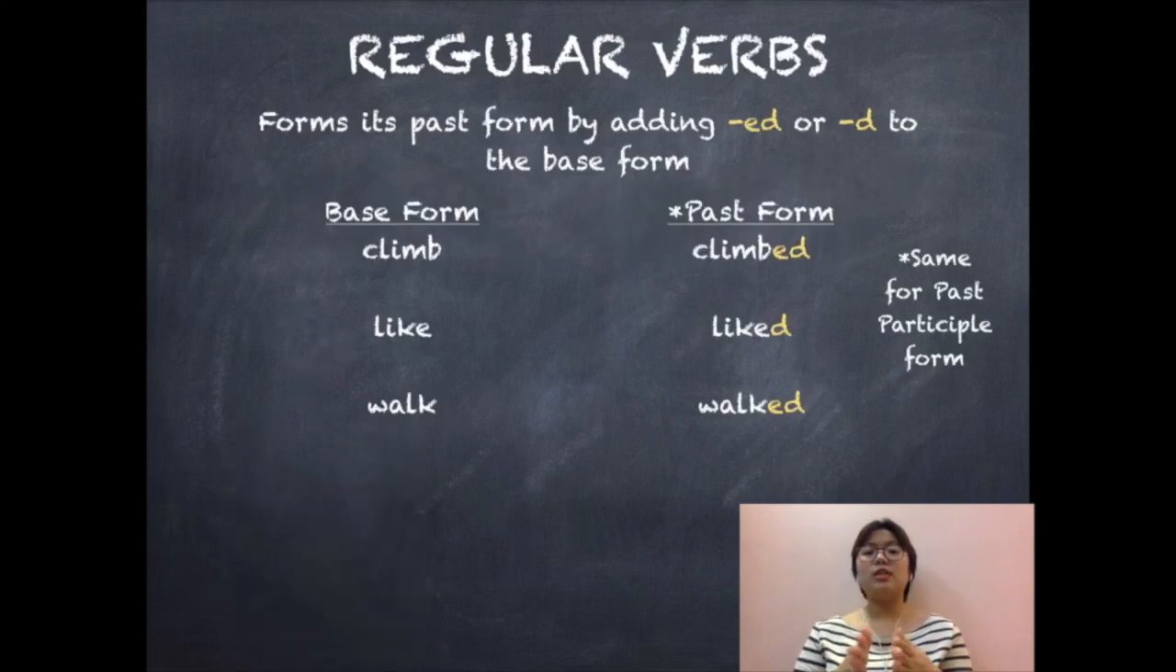Regular verbs form their past form by adding ed or d to the base form. These are the base forms, just some examples, such as climb, like, and walk. Its corresponding past forms are climbed, liked, and walked. You add ed or d depending on whether the base form already ends with an e or not. Please take note that for regular verbs, the past form is the same as the past participle form.